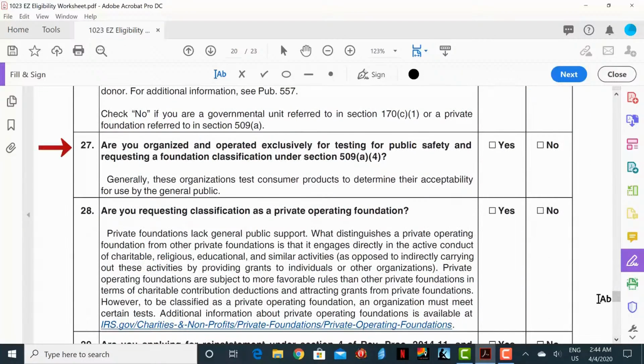27. Are you organized and operated exclusively for testing for public safety and requesting a foundation classification under Section 509A4? No. 28. Are you requesting classification as a private operating foundation? No.